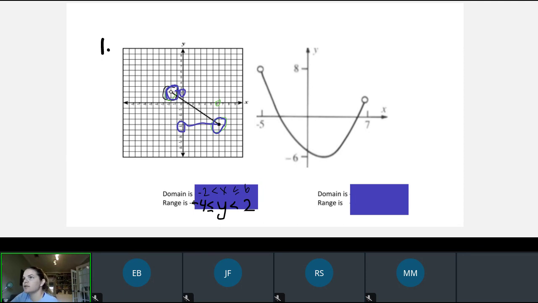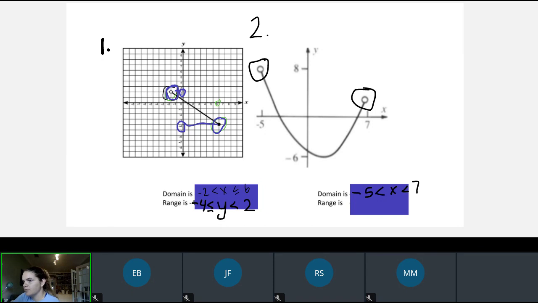Okay, let's look at number 2. So for our domain, here's our far left point. It's an open circle. So that's going to mean we're going from -5, strictly less than sign. Okay, so x has to be greater than -5, but less than 7. We're not using any less than or equal to signs because both endpoints are open circles.